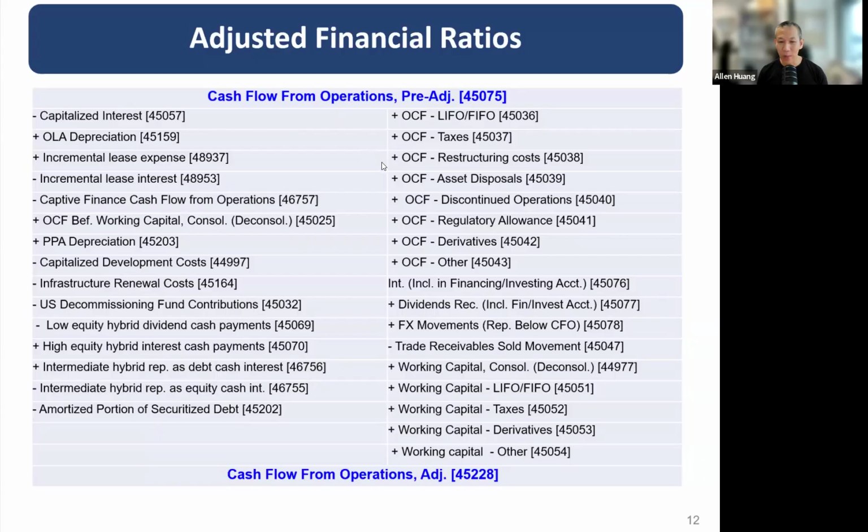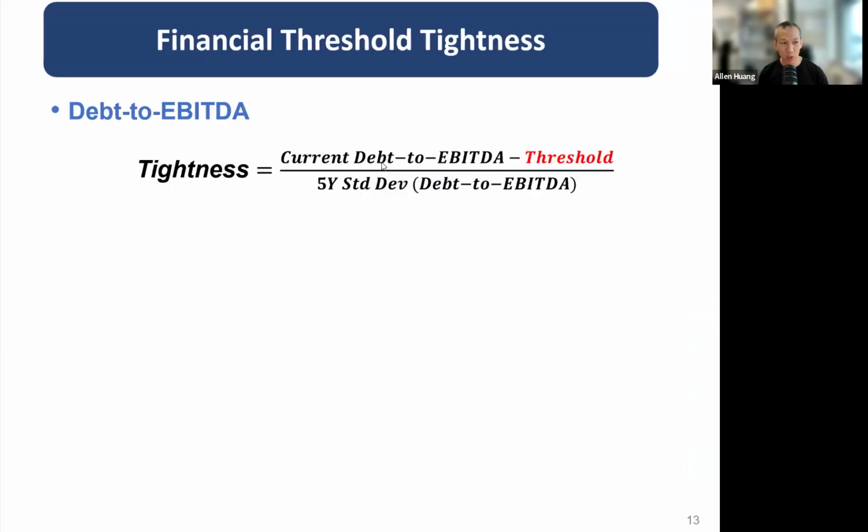The way that we measure how tight the financial thresholds are to the current number is very similar to how debt research has historically evaluated how tight debt covenants are to the current number. So we look at two ratios, the core ratios. One of them is debt to EBITDA, and I'll use this one as an example here. For debt to EBITDA, we take the current level of debt to EBITDA, subtract the threshold that we extracted from the credit rating reports, and then divide that by the historical volatility of this ratio.